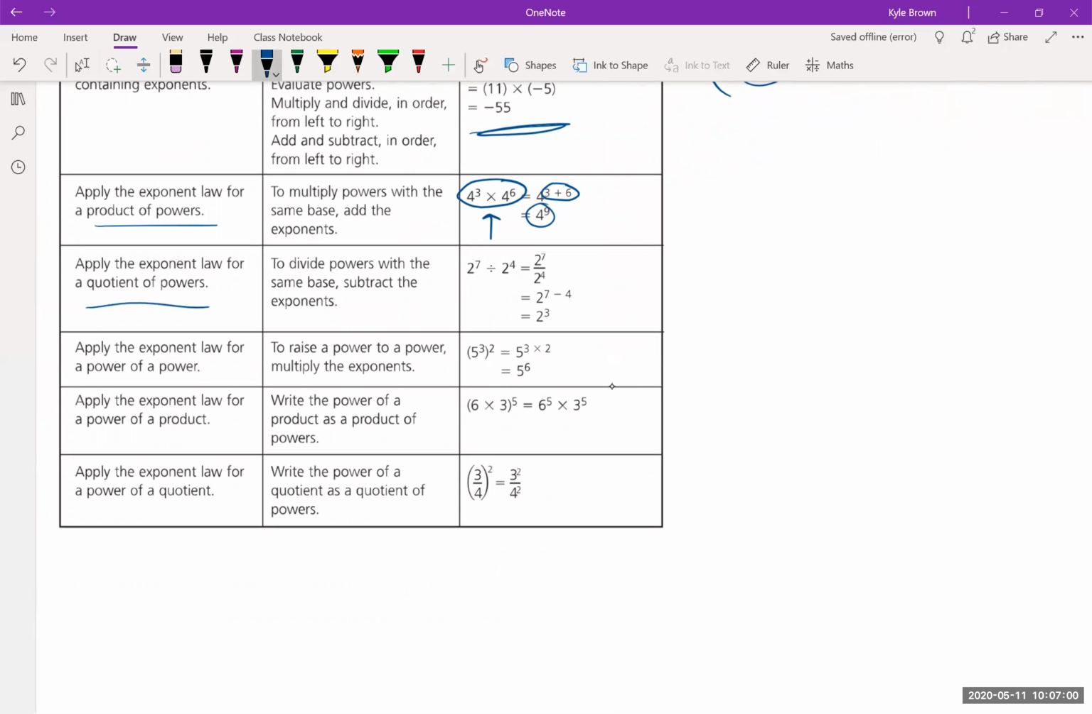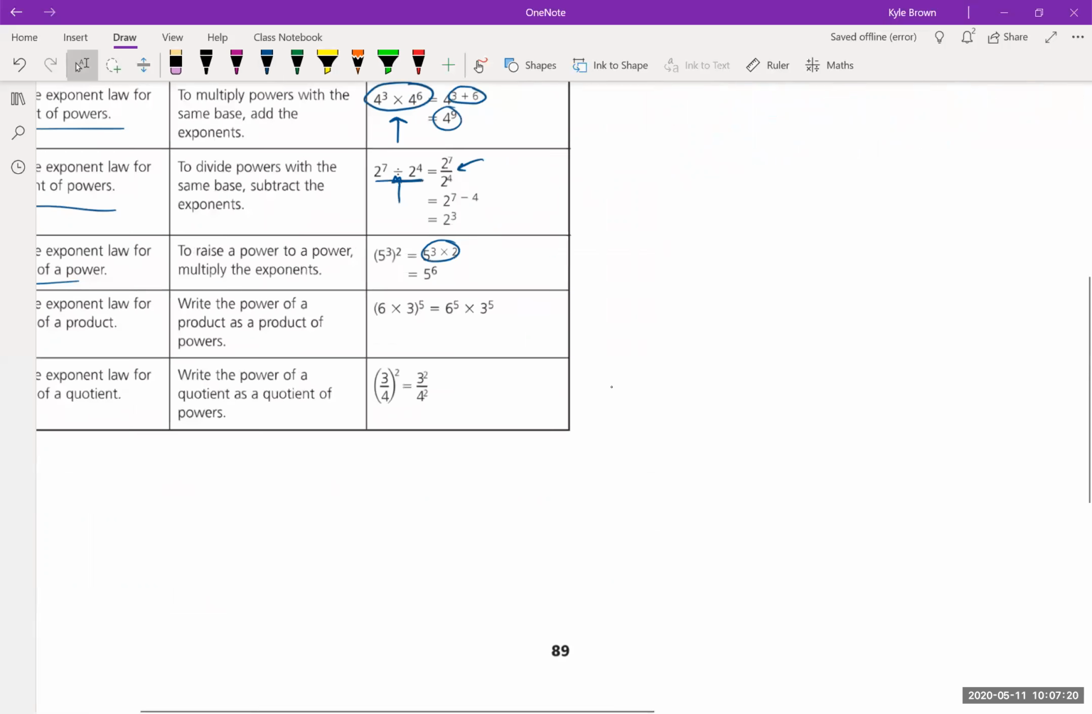Now, quotient of powers, or dividing, right? Quotient means dividing. So very similar. If you're dividing powers, so like this with a division symbol, or over, they mean the same thing, then you subtract those exponents. Okay, the next one, if you've got a power to a power, we multiply.